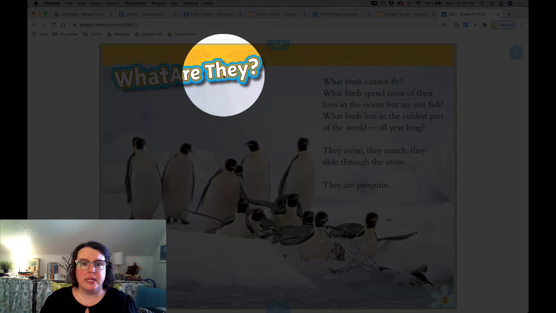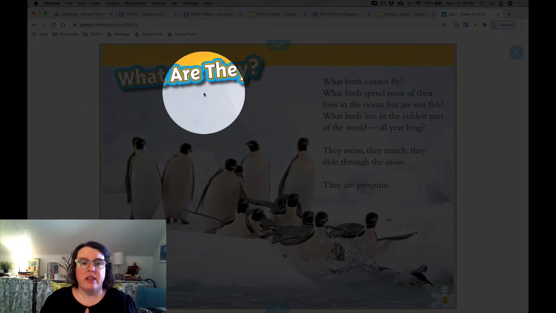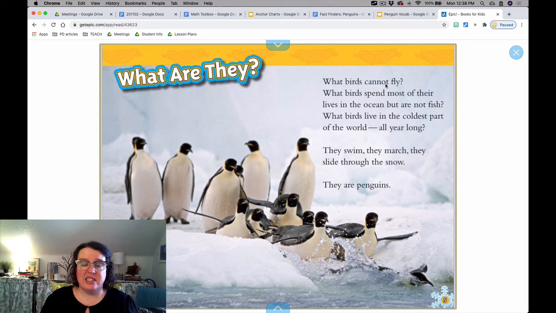And over here I have these really big words. And that's called a heading. Headings tell us what the whole page is going to be about. So this heading says, what are they? So the words on this page are going to be about what are they? Well, they're penguins, but let's find out more. I'm going to read the words to you. When I'm reading the words, I want you to think, are there any facts that I can write down on my poster? Okay. Here we go.